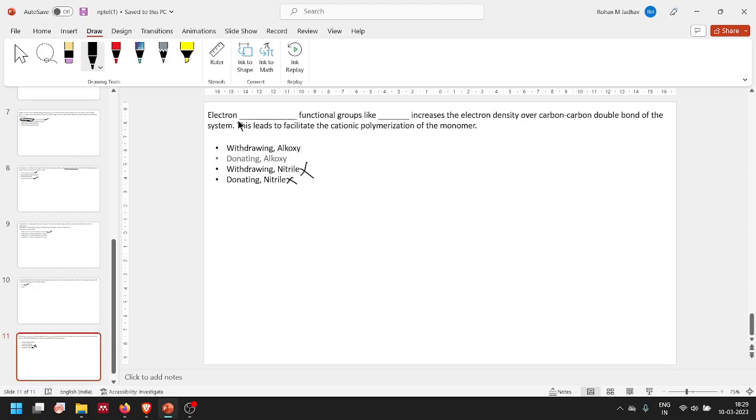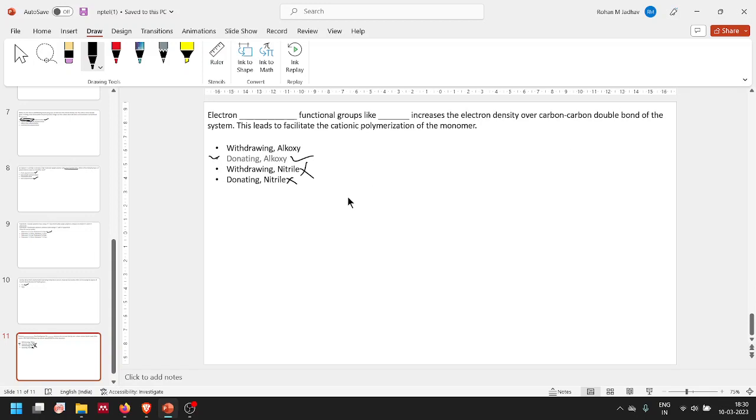Electron donating functional groups would be the correct answer in that case. Like the alkoxy group. Alkoxy group is an electron donating functional group which increases the electron density over the carbon-carbon double bond of the system. This leads to facilitate the cationic polymerization of the monomer. Since the electrons are being donated to the carbon-carbon double bond system, the alkoxy group will facilitate the cationic polymerization of the monomer in this case.